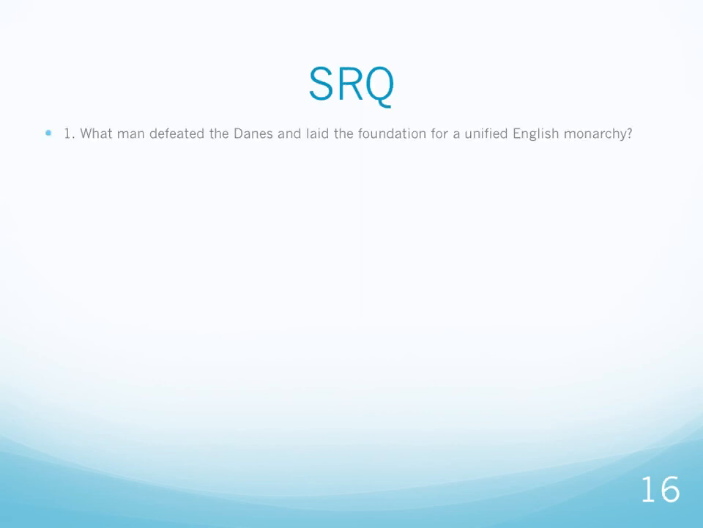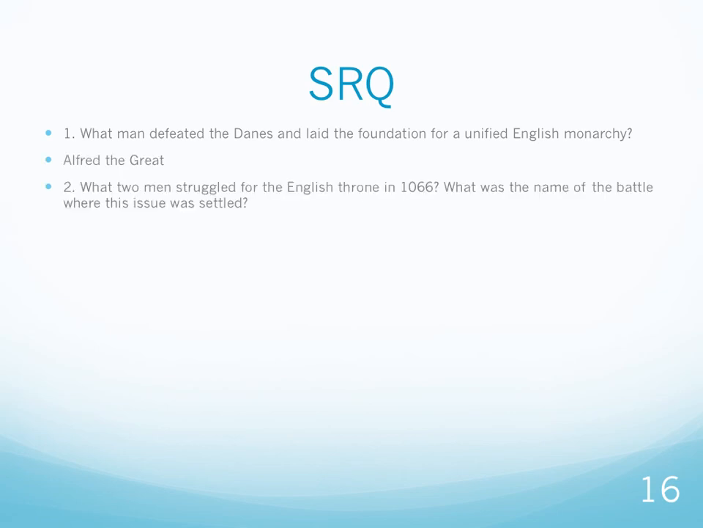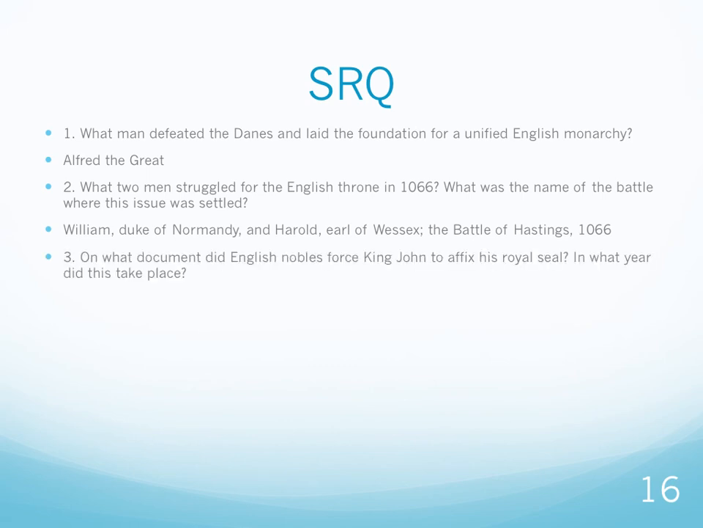So your SRQ questions. What man defeated the Danes and laid the foundation for a unified English monarchy? What 2 men struggled for the English throne in 1066? What was the name of the battle where the issue was settled? On what document did English nobles force King John to affix his seal? In what year did this take place?